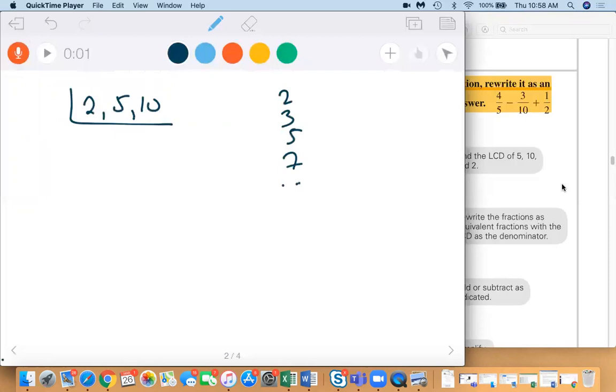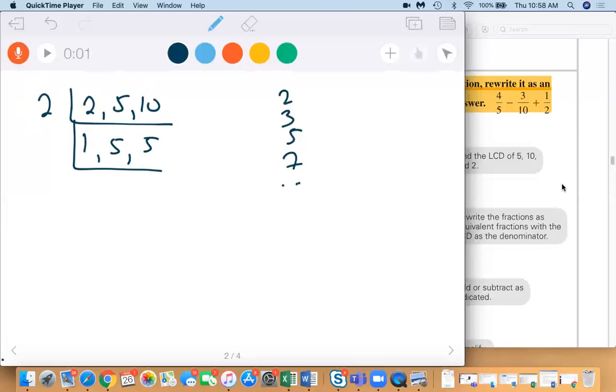Since we have some numbers that can be divided by 2, we're going to go ahead with that. 2 divided by 2 is 1. 5 can't be divided by 2, so I'm just going to carry that down. 10 divided by 2 is 5. So we're done with that first column, but we still need to finish up with this.